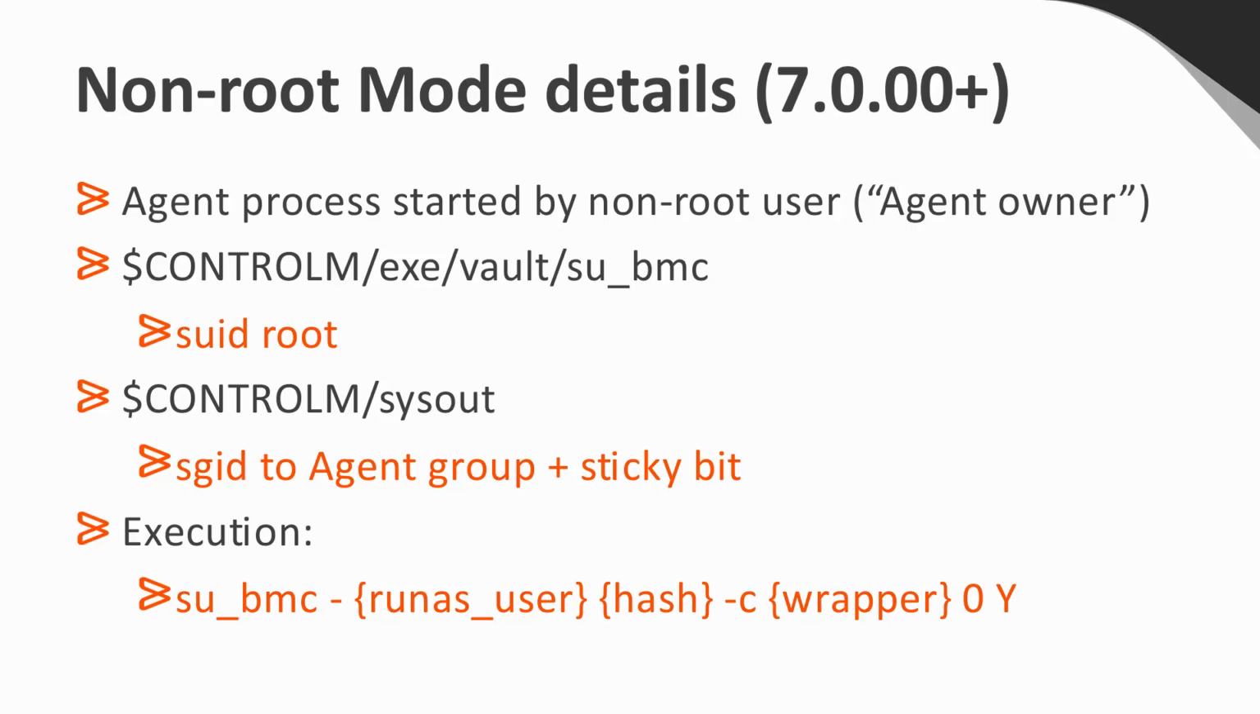In this case, the 0 represents the debug level, 0 through 5, and the Y represents whether or not PAM authentication is enabled. It's the enable_PAM in the agent configuration. It defaults to yes, and no, or N, is also a valid value.